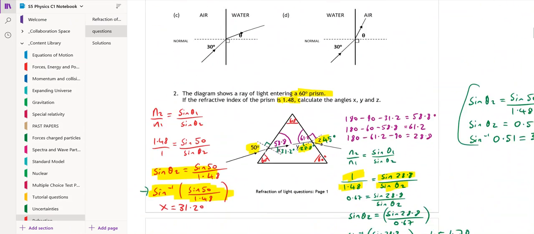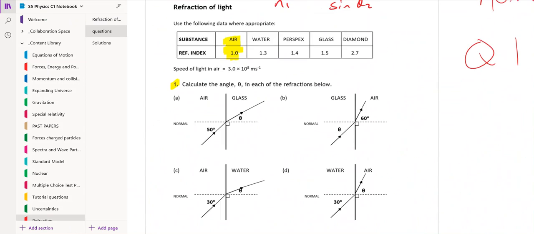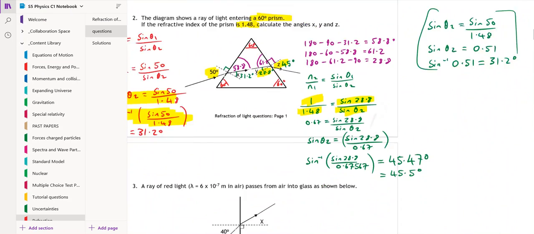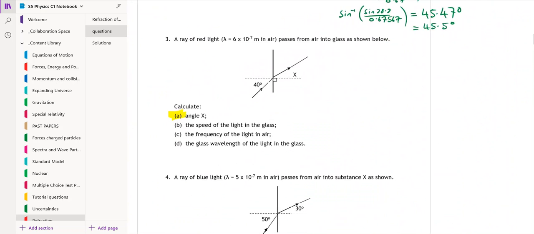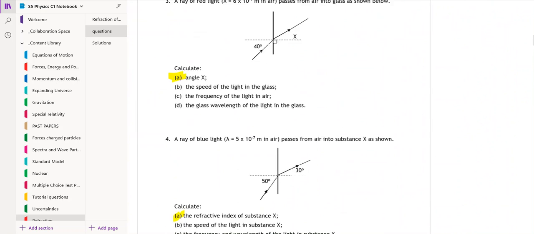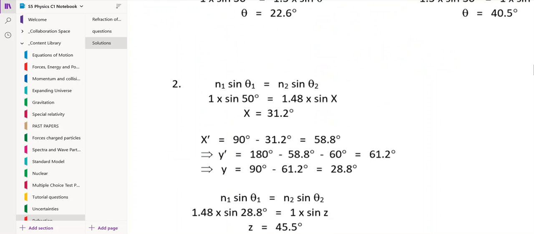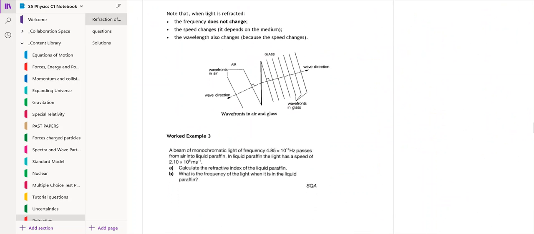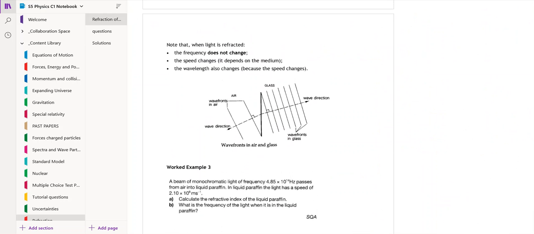Question 1 and question 2, I have posted solutions to these onto the Firefly blog. They're also here in OneNote. Questions 3, 4, 5 are what we're going to have a look at today. Solutions are also now in OneNote. I was able to upload those, so you can check them as you go. However, let's have a look at this worked example before you get a chance to do these on your own.